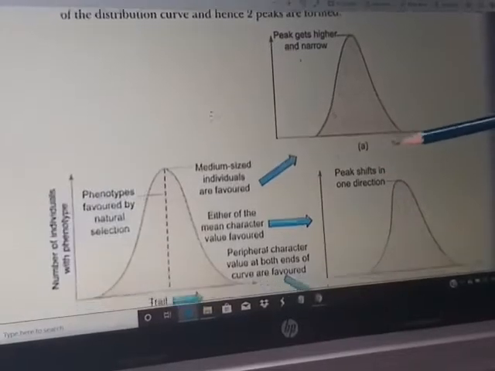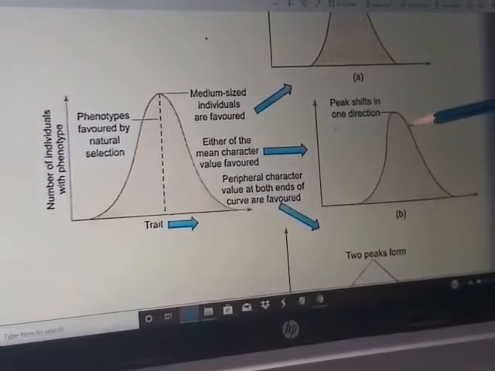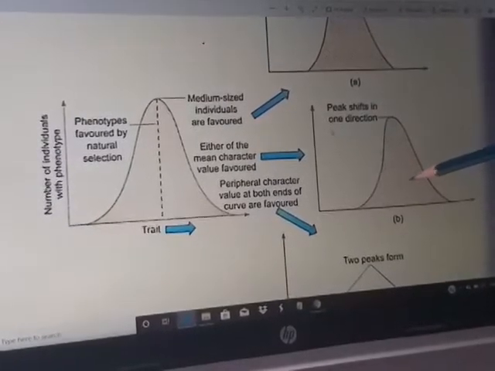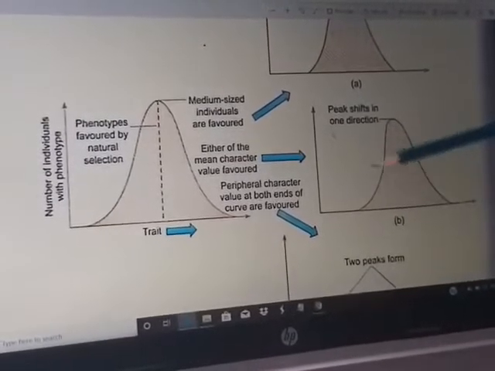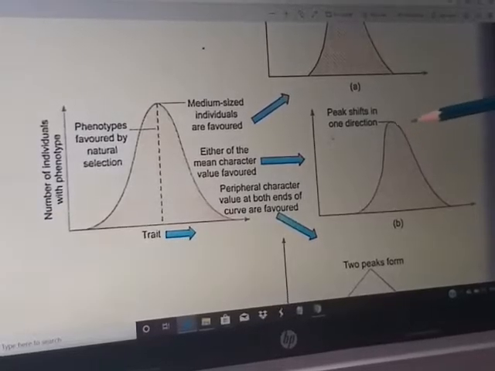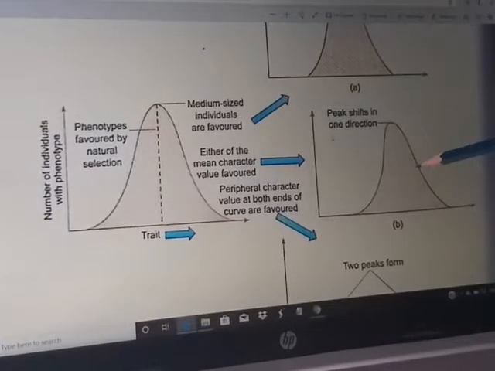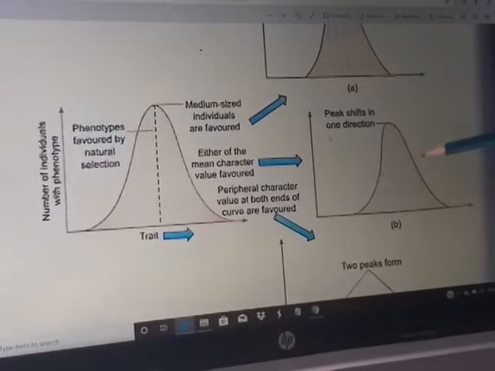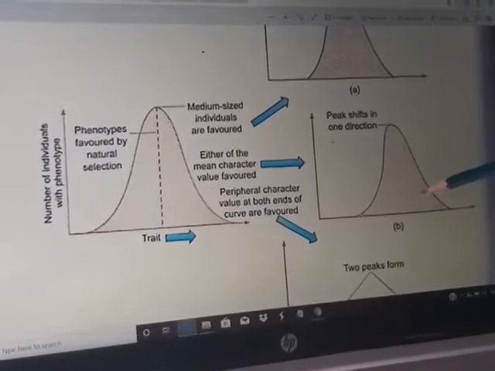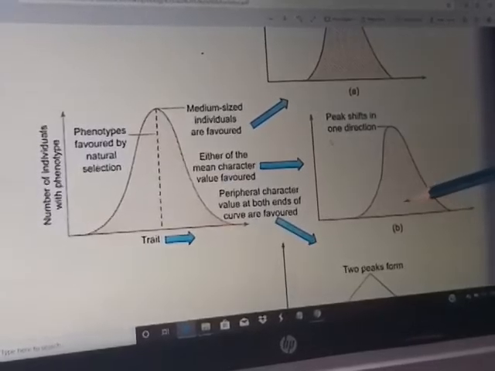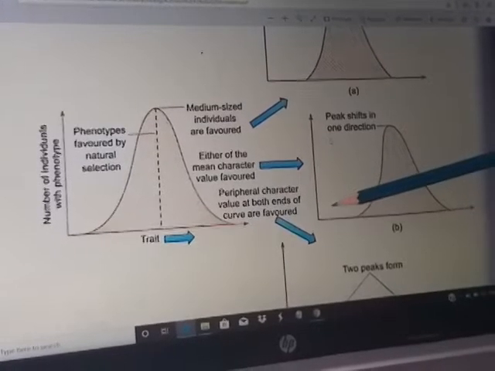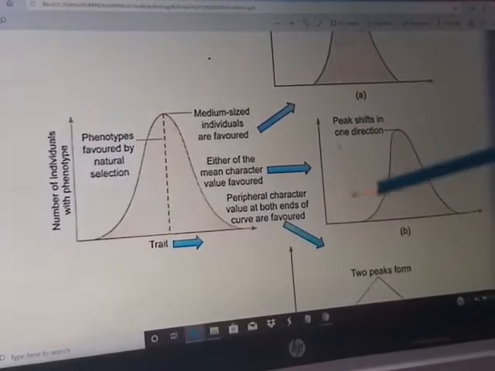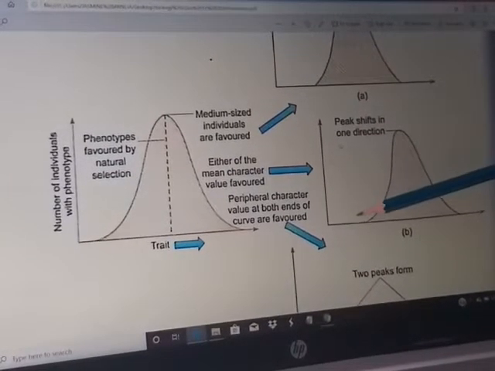Here is another case, directional. The peak shifts in one direction. It could be on this side of the mean or on that side of the mean, but it is directional. It is in one direction. It means more and more individuals are towards this side. Means if we are talking about the height, towards the taller. If the peak shifts towards the left, it means more and more individuals are dwarf or with smaller height.